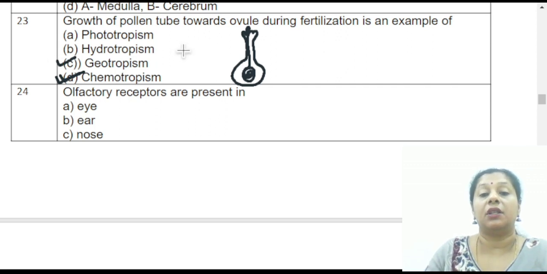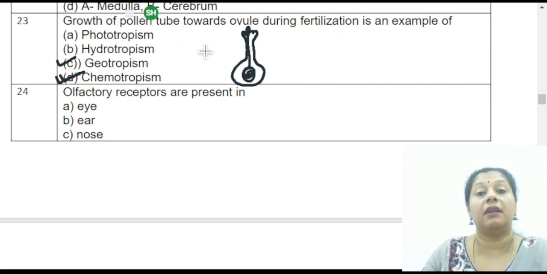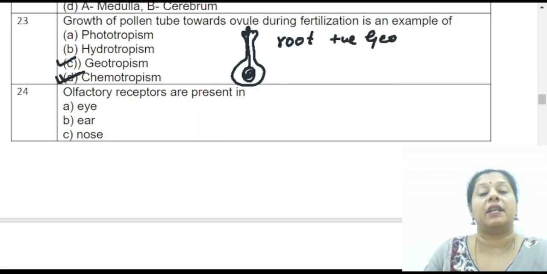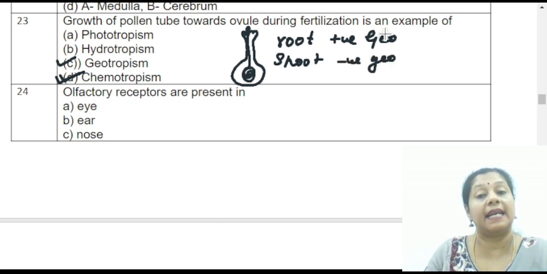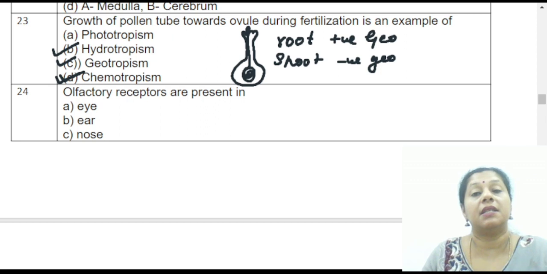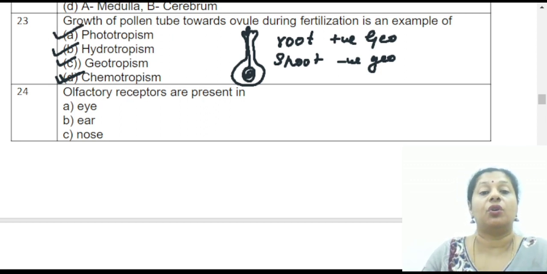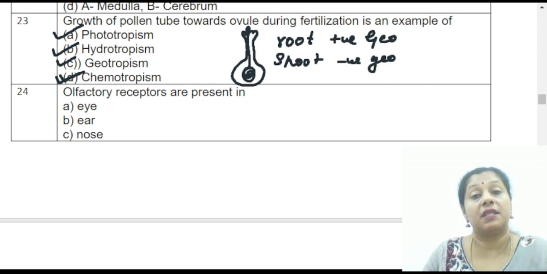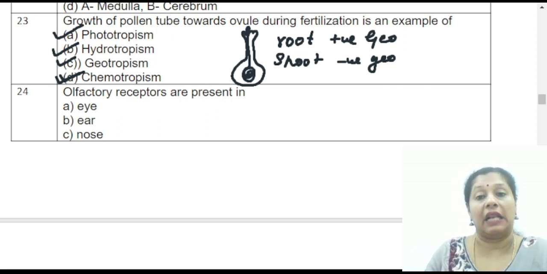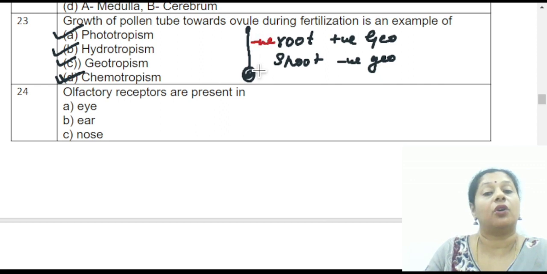Geotropism means what? The tropic movement, or the movement of a plant, in response to the stimulus of gravity. So roots are positively geotropic, whereas shoots are negatively geotropic because they are growing against gravity. Hydrotropism means the movement of plants towards or away from the stimulus of water. Phototropism means the movement of plants towards or away from the stimulus of light. Roots are negatively phototropic, shoots are positively phototropic.